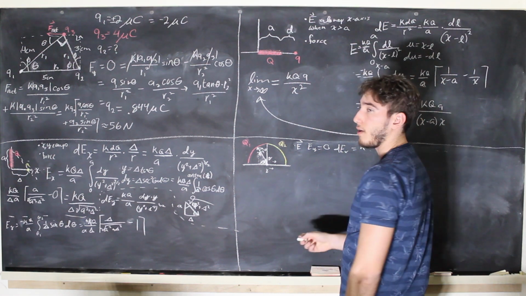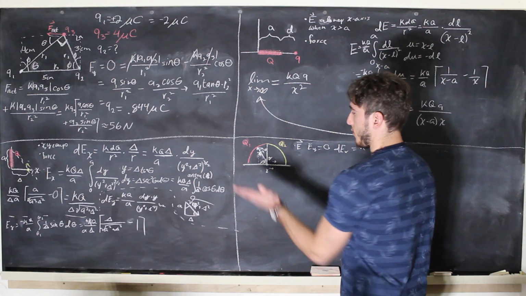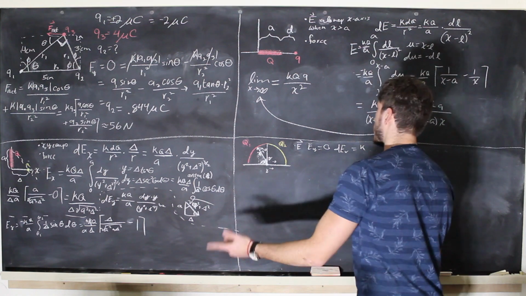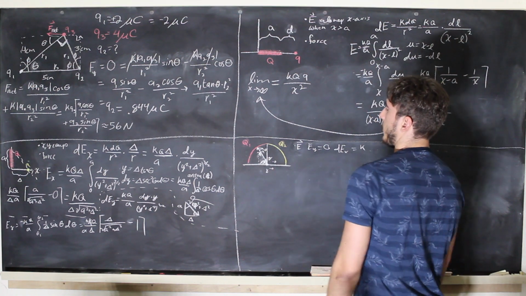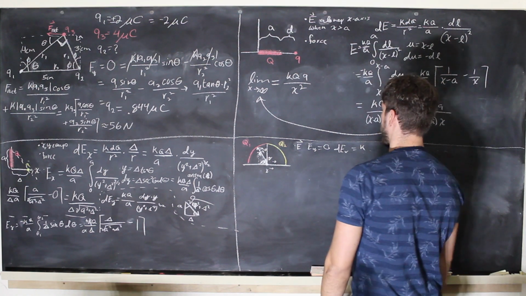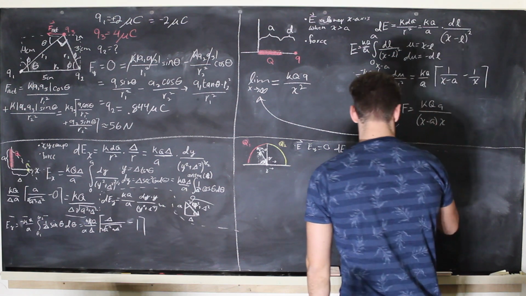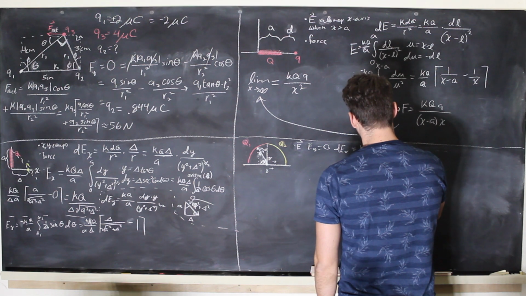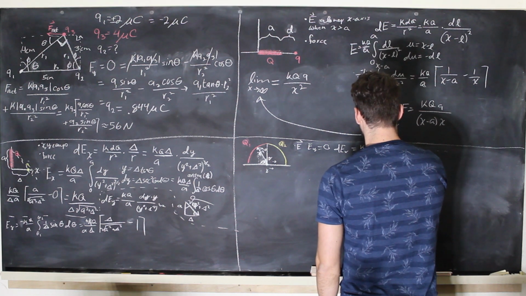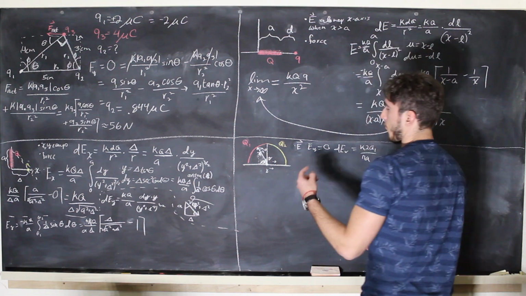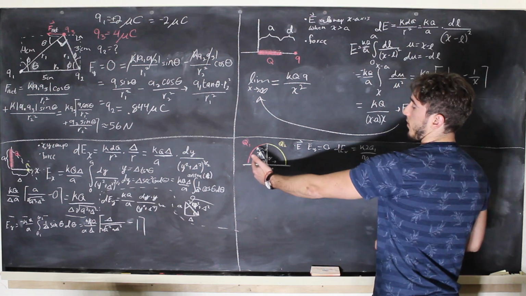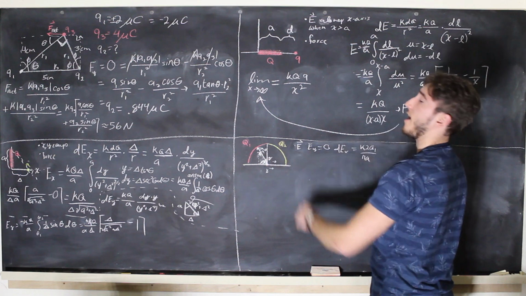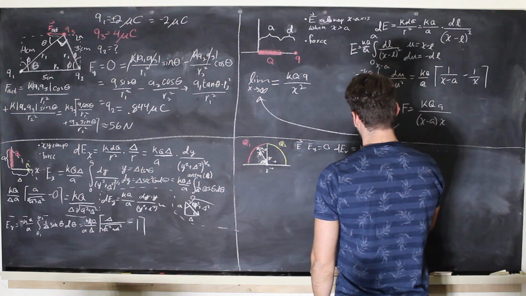k dQ1. Now, dQ1 is Q1 over pi over 2, from 0 to pi over 2, times a, that's the circumference, basically, radius times theta. So we're going to have k 2Q1 over pi a. Now for r squared, r is the distance from the charge. However, the distance doesn't change. It's always going to be a. So we're just going to plug in for r.